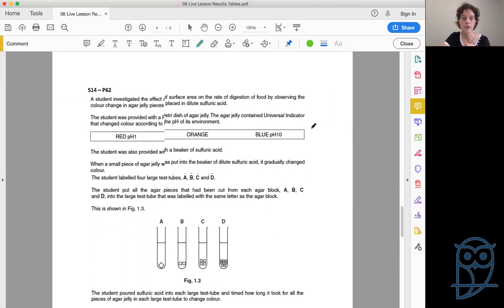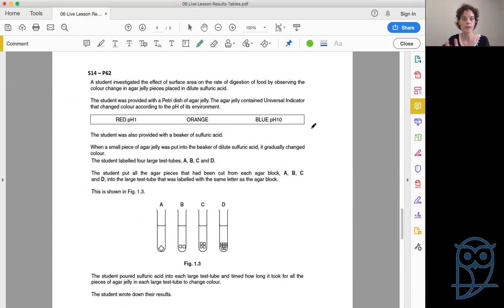Right, so going all the way back to summer 2014, paper 62. A student investigated the effect of surface area on the rate of digestion of food, meaning that our independent variable equals surface area on the rate of digestion of food by observing color change in agar jelly pieces placed in dilute sulfuric acid.